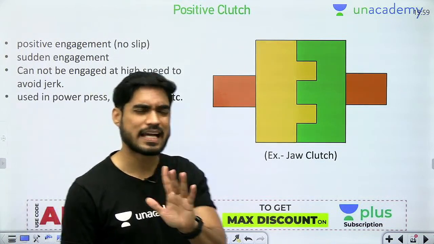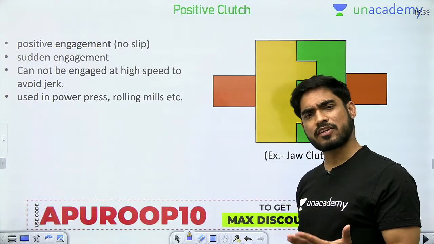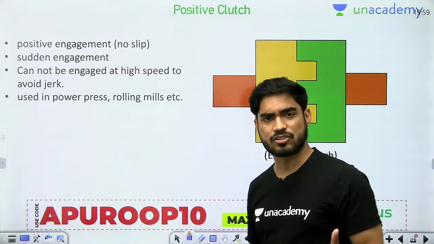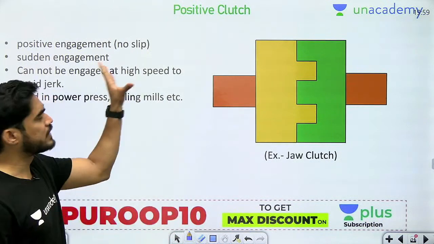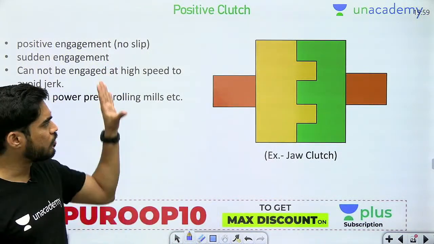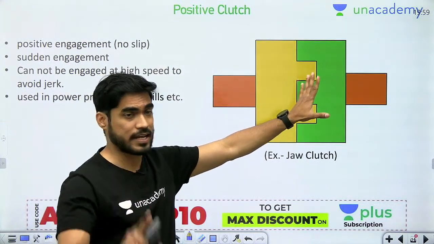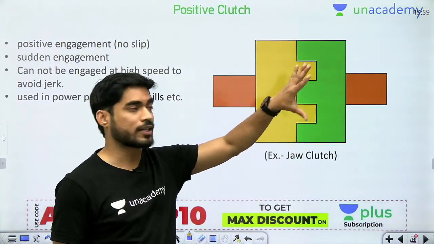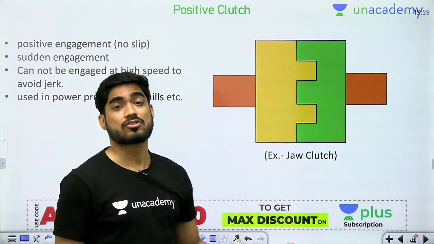What is the advantage? The advantage is here there is no limit of the torque transfer. You can transfer as much torque as you want, because the torque transfer is due to positive engagement. So there is no limitation apart from the strength. Strength is the limit. If you apply too much torque, what will happen? It will break. So apart from strength, there is no limitation.